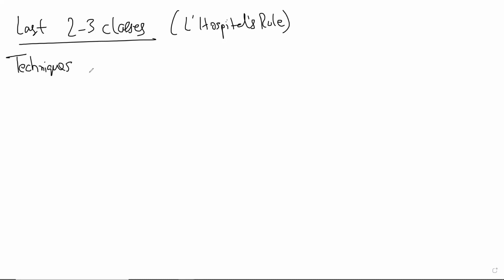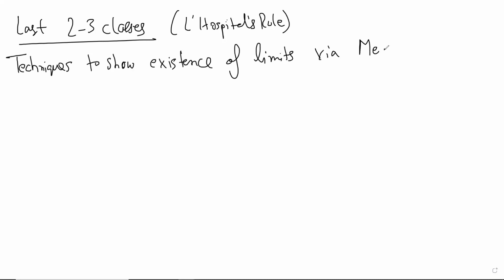And this is really, if you think about it, a deeper way to show existence of limits, right? Techniques to show existence of limits via, I'll just say via mean value theorems. That means by analyzing the behavior of the derivative, we showed existence of limits and hence calculated and so on.